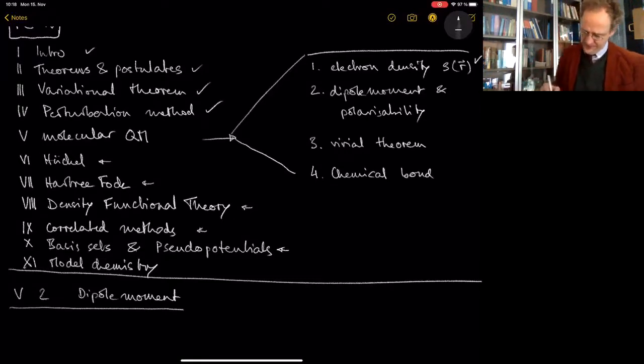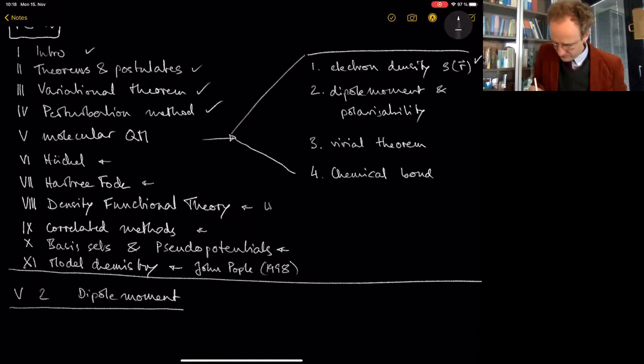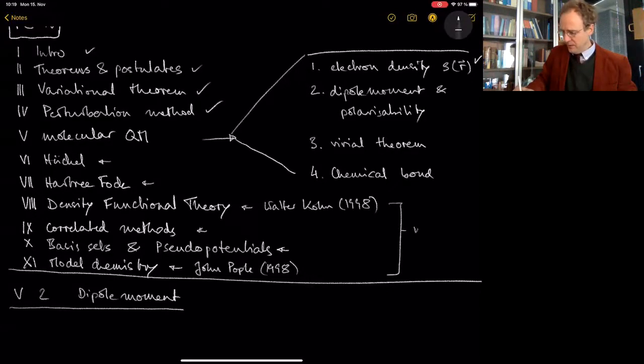Okay, so that's a well-established technique in atomistic simulation. And finally, model chemistry, that is about navigating the trade-off between basis set size and electron correlation treatment. And the main developer of this approach, John Pople, got the other half of the Nobel Prize in 1998. Let me just write their names down if you want to look them up. Walter Kohn, John Pople, Nobel Prize in 1998.